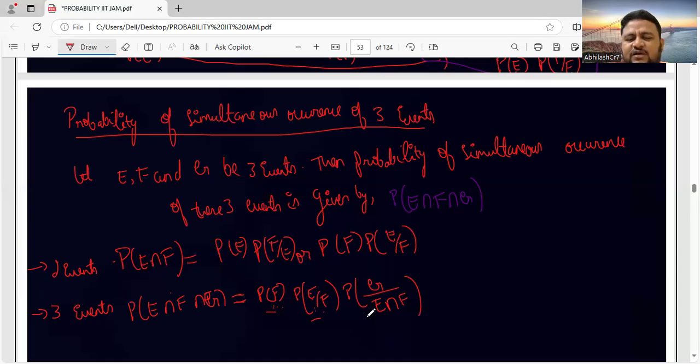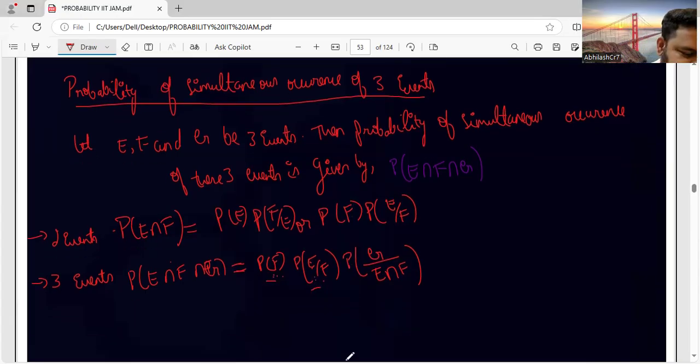So this is the formula for three events. You have to remember this very carefully.